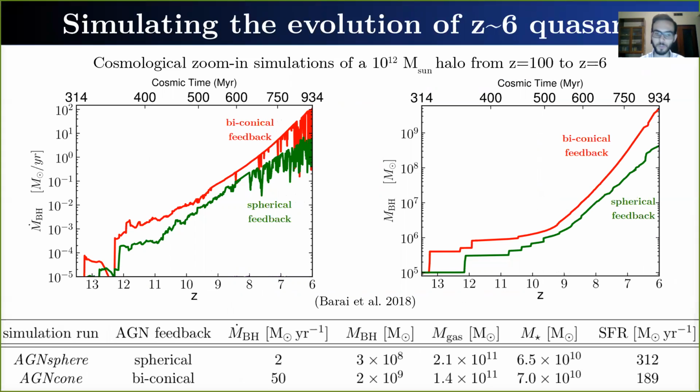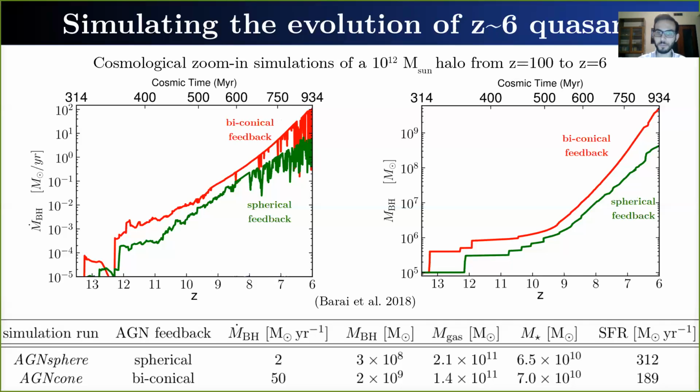They differ in the way in which kinetic feedback from the black holes is implemented. In AGN-sphere, energy is injected onto the surrounding gas in a spherically symmetric fashion. In AGN-cone, it is distributed in a bicone. The evolution history of the black holes in the two simulations is also different because of the different feedback. In particular, in AGN-cone, black holes are more massive and accrete faster. At the end of the simulation, the most massive black hole in AGN-cone has a mass one order of magnitude higher with respect to the most massive one in AGN-sphere.